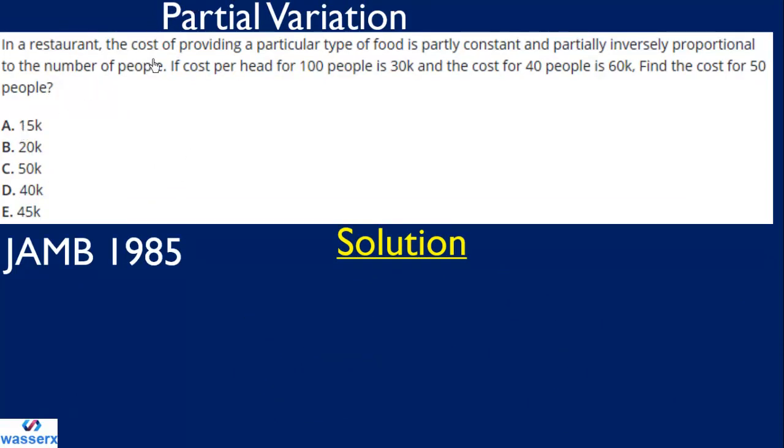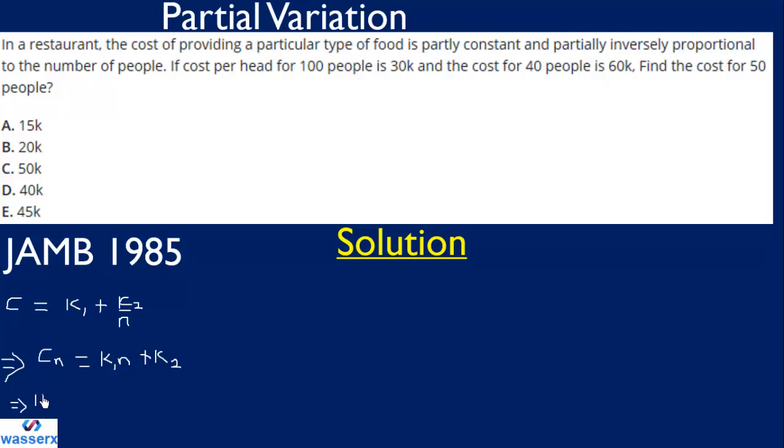In a restaurant, the cost of providing a particular type of food is partly constant and partially inversely proportional to the number of people. If the cost per head for 100 people is 30k and the cost for 40 people is 60k, find the cost for 50 people. So we have the relation C equals k1 plus k2 over n. Let me call these k1 and k2 to differentiate between the constants.